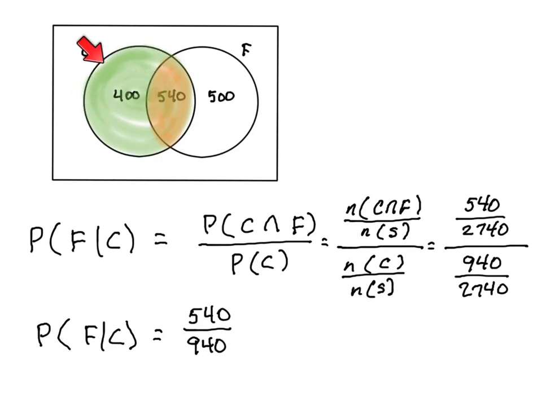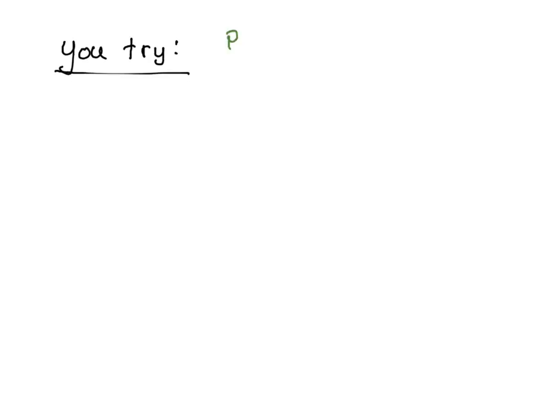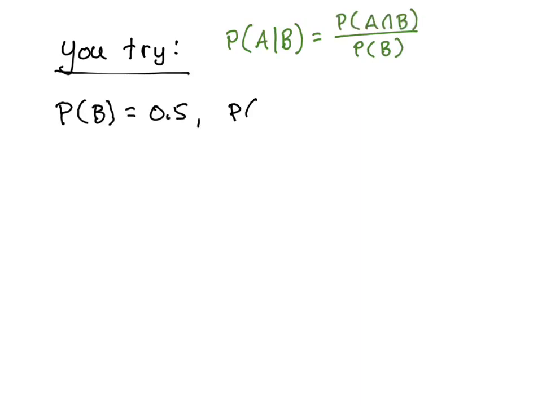So hopefully you can see that if we define a universal set that's just children, the probability of that child buying fruit would be 540 over the whole space there. Okay, so I'd like you to try this, and it's just exactly the formulas here.